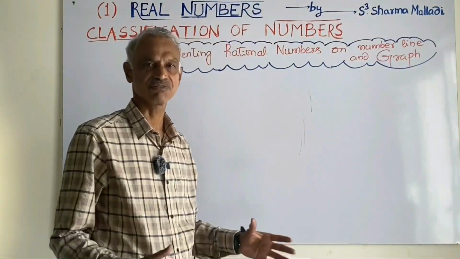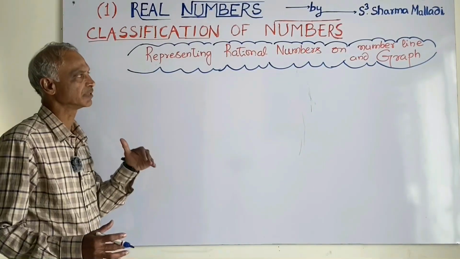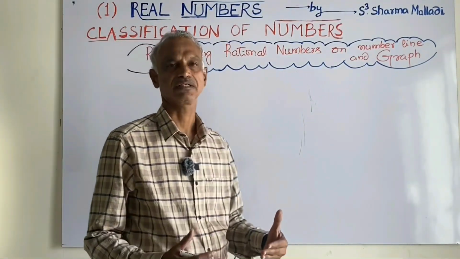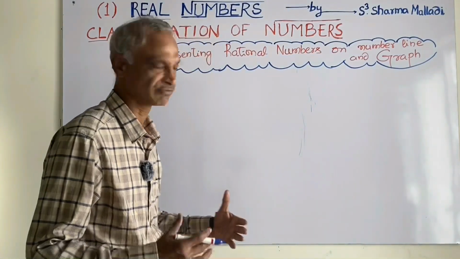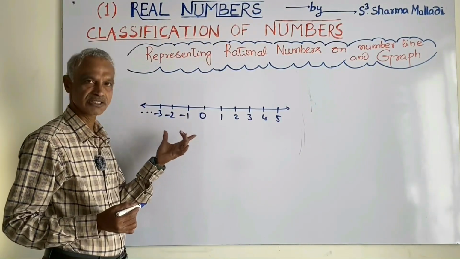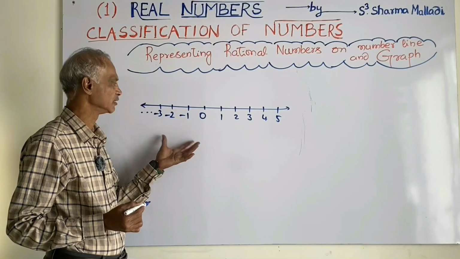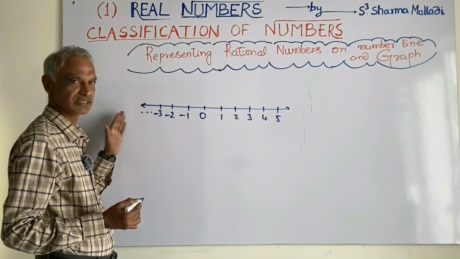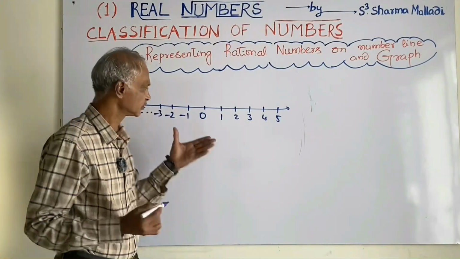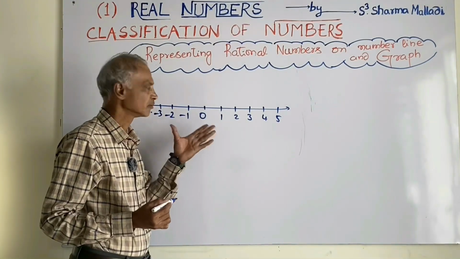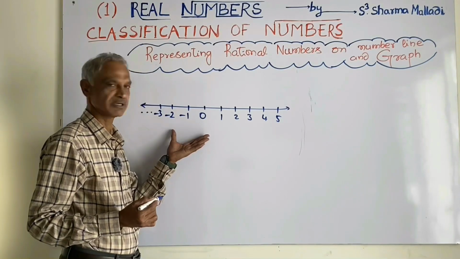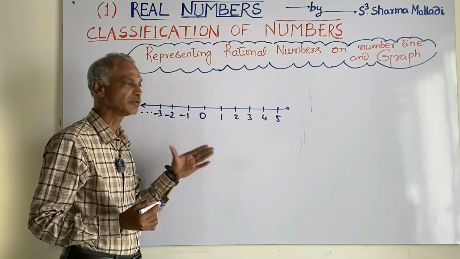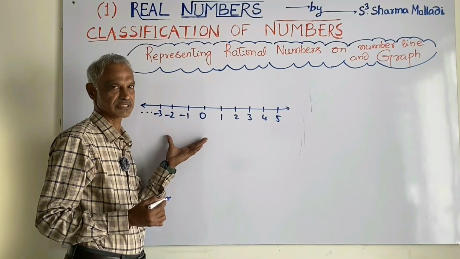In classification of numbers, representing rational numbers on number line, and also I will show how to represent rational numbers on graph. Representing rational numbers on a number line. 0, 1, 2, 3, 4, 5, minus 1, minus 2, minus 3, and so on. You think that these are integers, but these are rational numbers. Really, they are real numbers. Afterwards, I will tell you how they are real numbers.